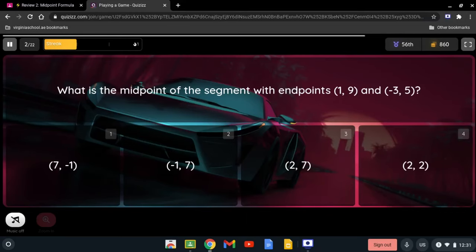And now replace y1 and y2. y1 is 9, so 9 plus y2, which is 5. So 9 plus 5 is 14. So we're going to write it down, and then we're going to divide it by 2. You can do that before, which is easier. So negative 2 divided by 2 is negative 1. So we're going to write down negative 1, comma, and then 14 divided by 2 is 7. So negative 1 and 7.